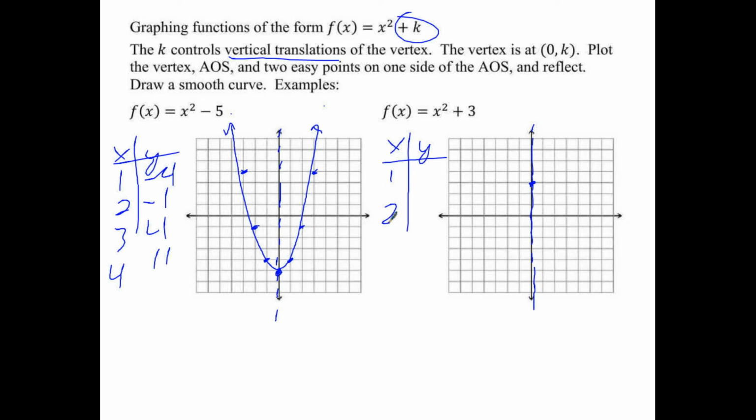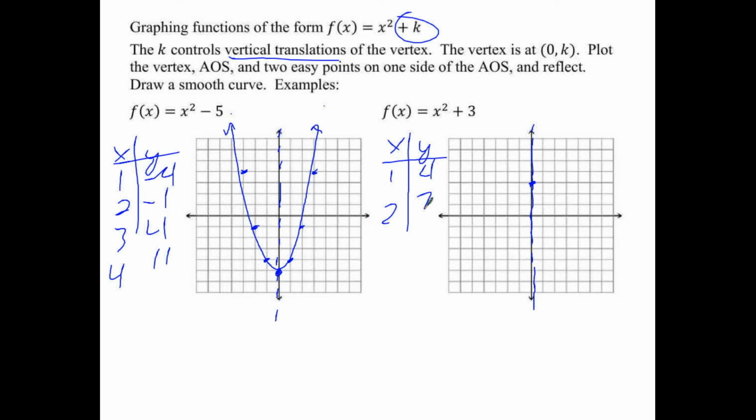It opens up, and the vertex was already pretty high. So how many points am I probably going to need here? Just probably 2, and that's going to take me off of my grid. So 1 and 2 is going to do it. If I plug in 1, what do I get? 4. And if I plug in 2, 7. And 7 is already the top of the grid, so there's no need to do any more.